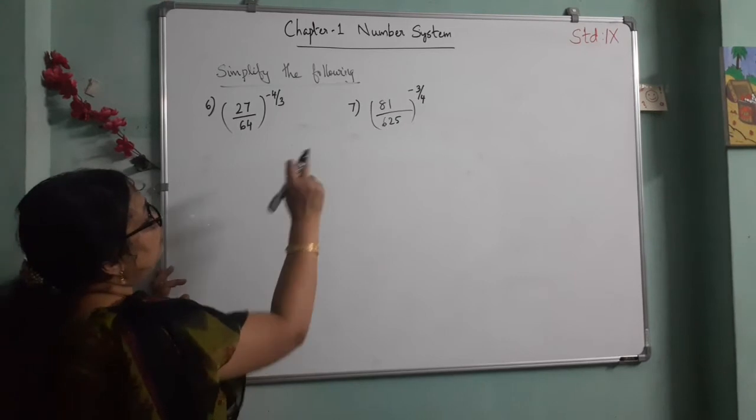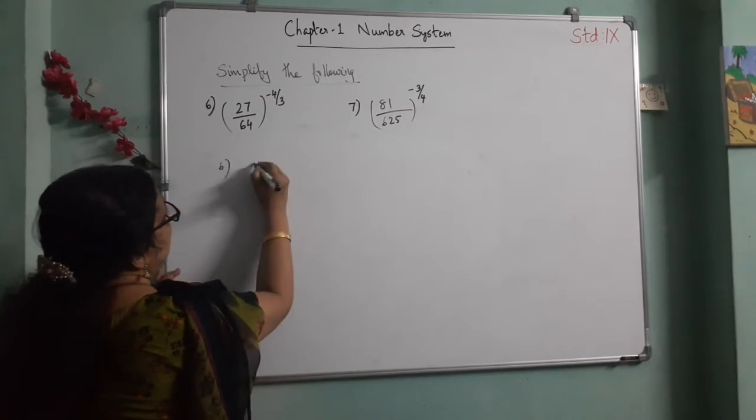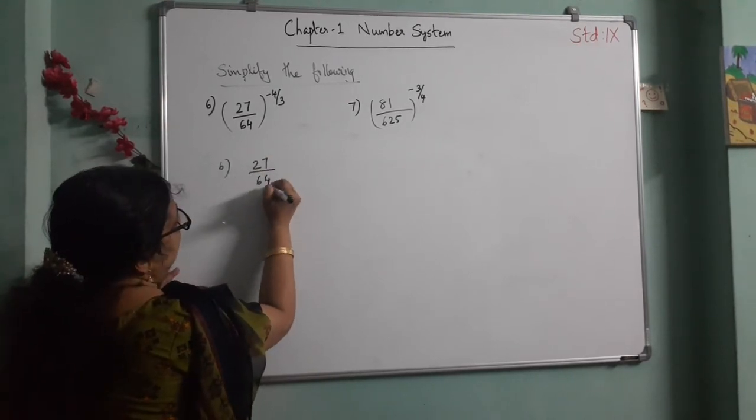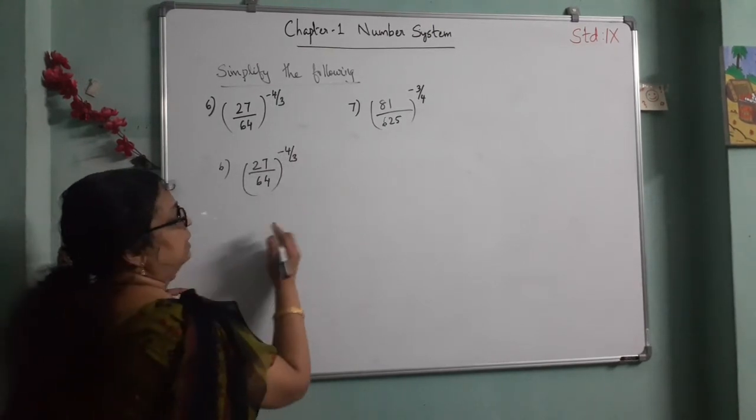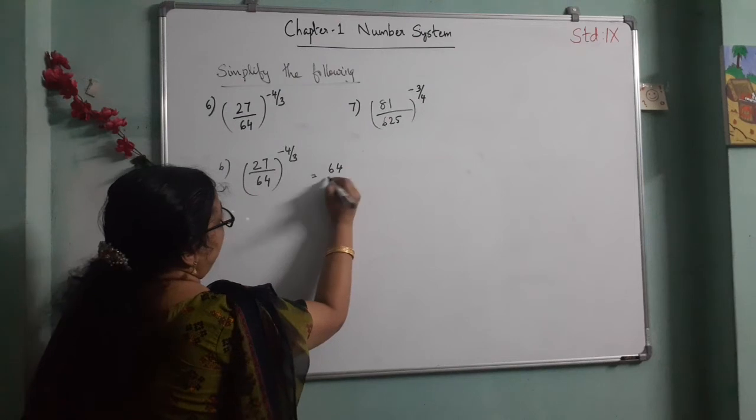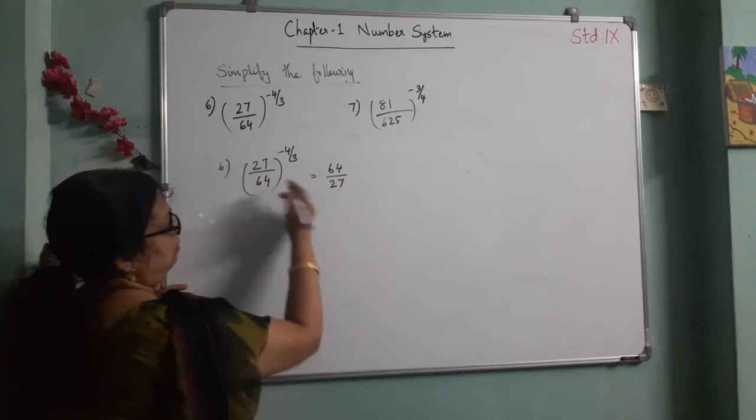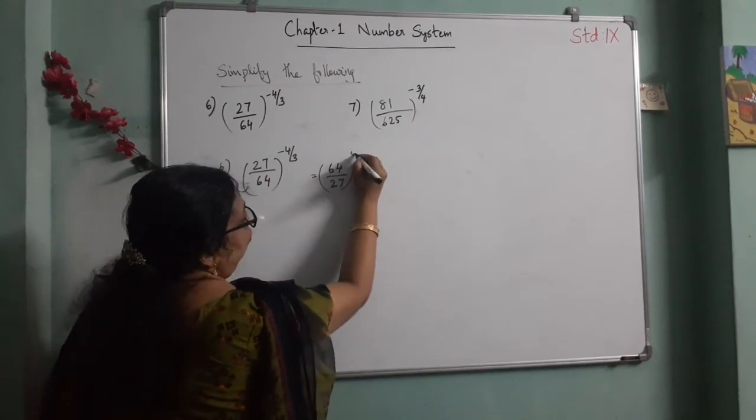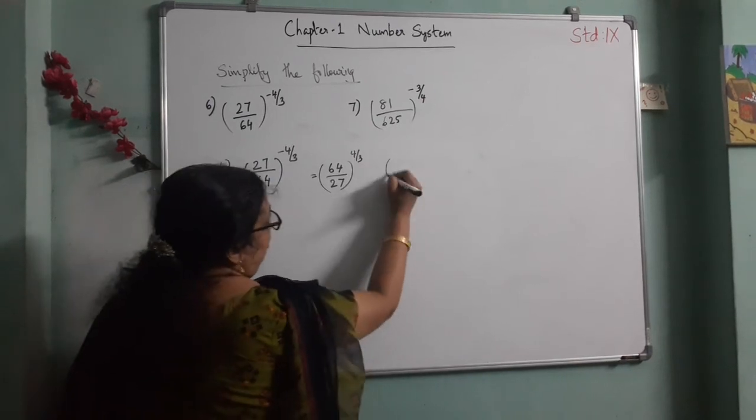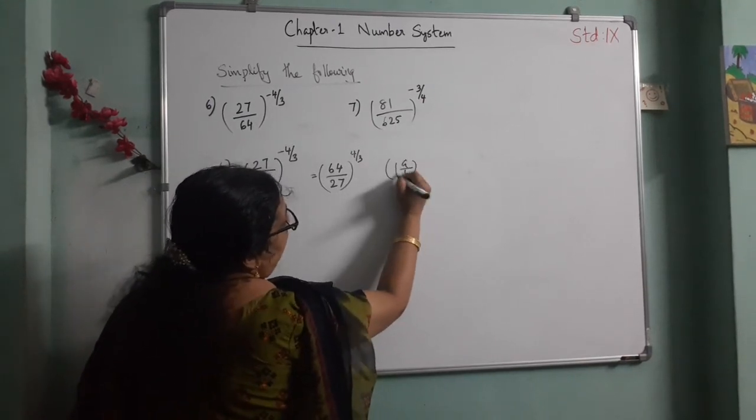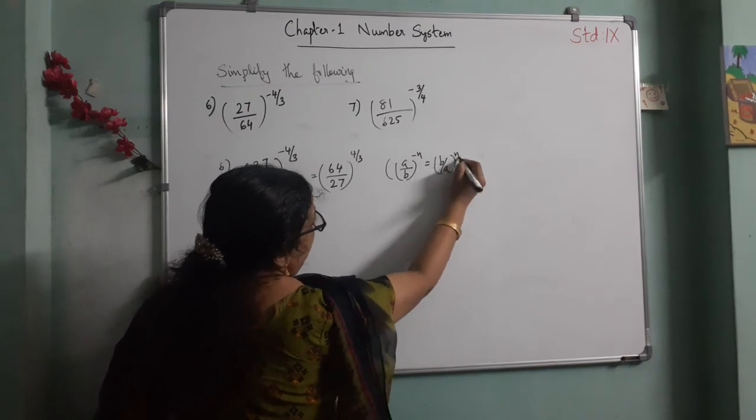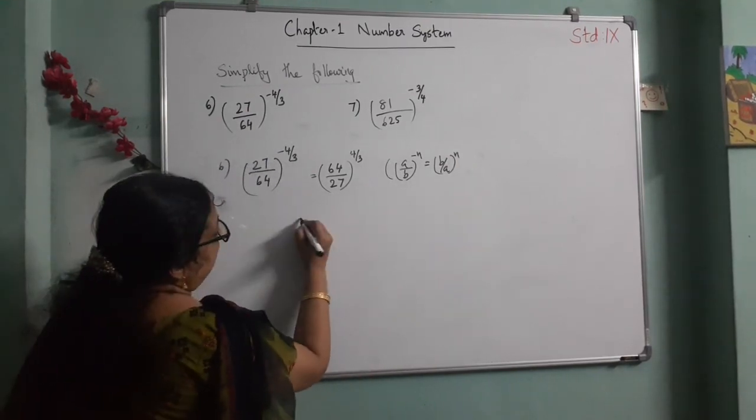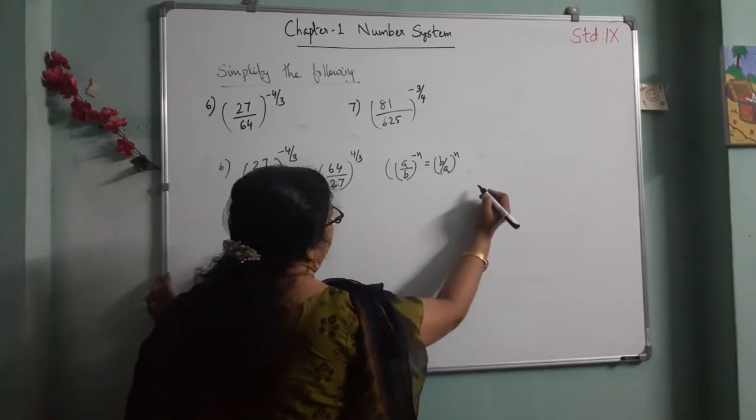Then next, simplify the following. Sixth question is (27/64) the whole raised to minus 4 by 3. This can be written as 64 divided by 27, the reciprocal, the whole raised to 4 by 3, because (a/b) the whole raised to minus n is equal to (b/a) the whole raised to n. So then we can factorize.